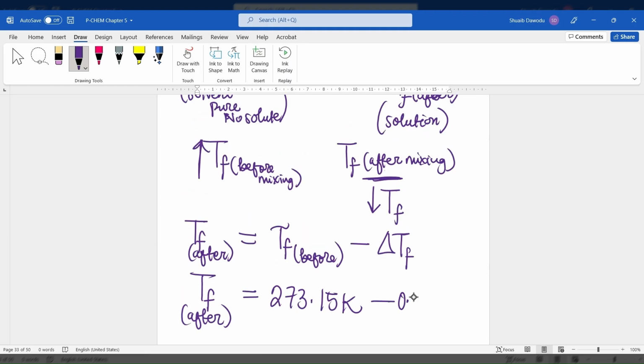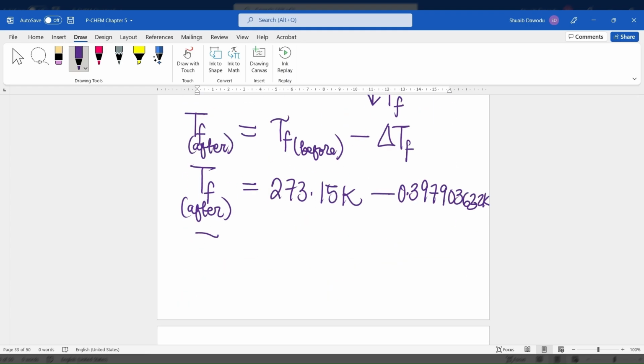So I'm going to write that down: 0.397903632 Kelvin. And of course, we put that in our calculator. The T sub F after is simply going to be 273.15 minus 0.397903632 Kelvin, which is simply 272.7520964 Kelvin. So that's basically the answer to this question.